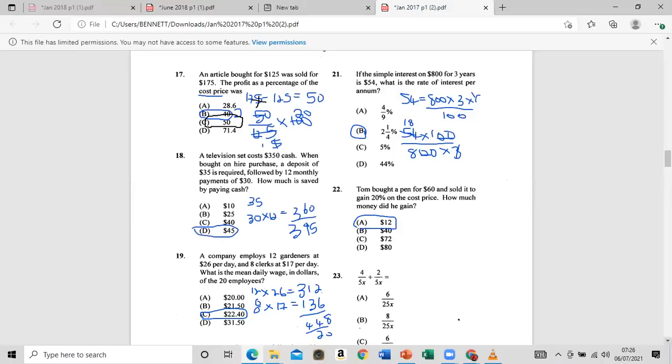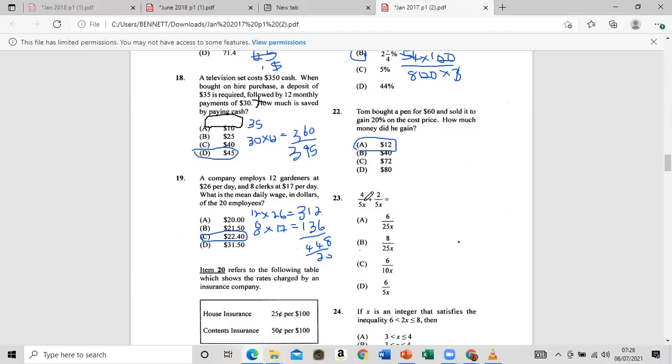Right, this one now. 4 over 5x plus 2 over 5x, just add the numerators because the bases are the same. So this remains 5x, and it's over 6, so that is D.